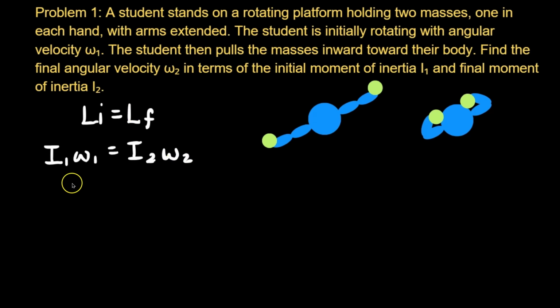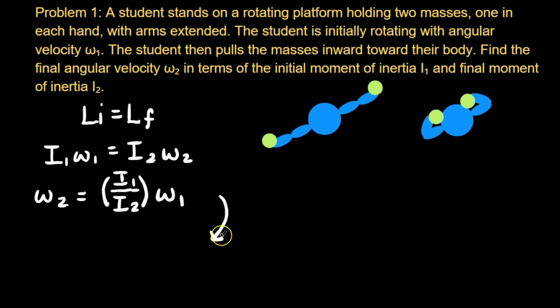So we can rewrite this as I1 omega 1 is equal to I2 times omega 2. We're going to next divide I2 on both sides to isolate omega 2. So omega 2 is equal to I1 divided by I2 multiplied by omega 1.